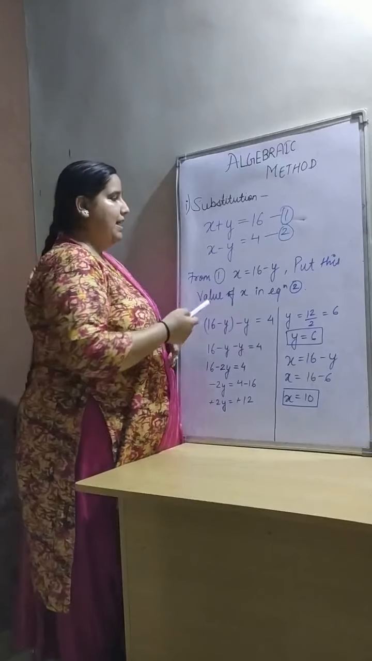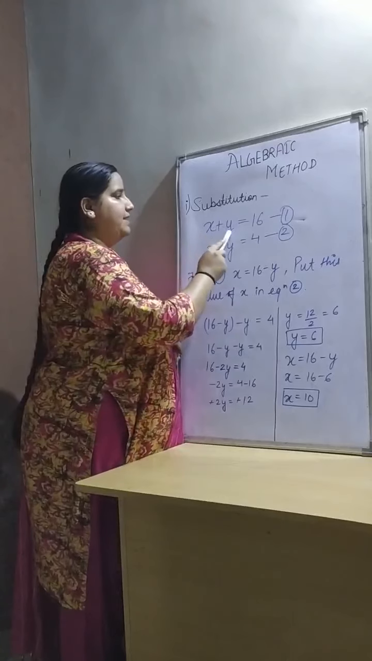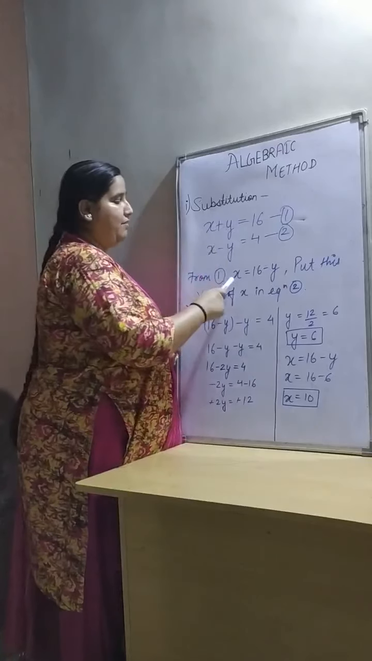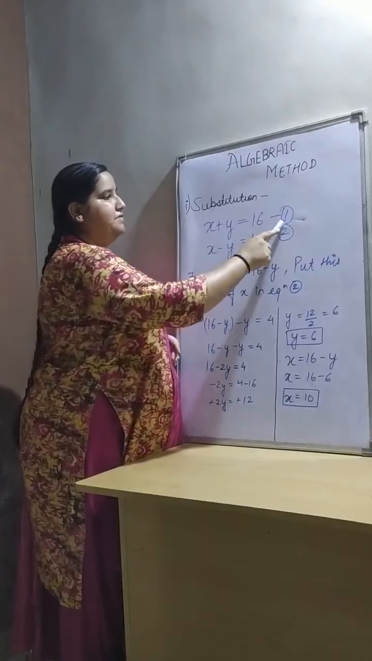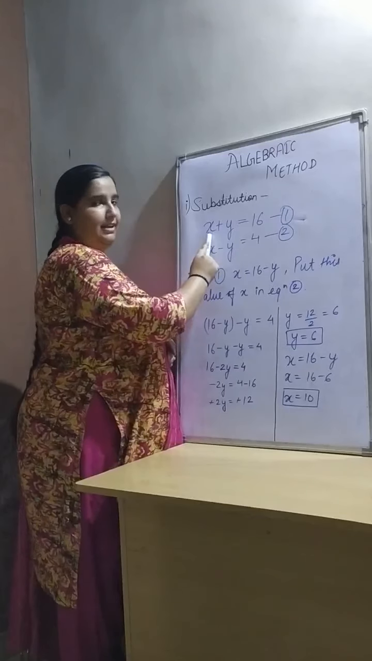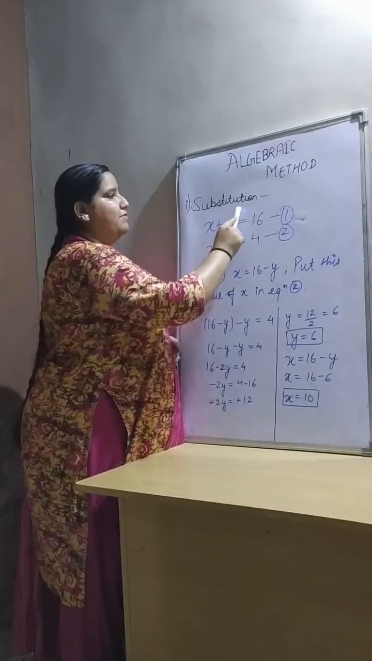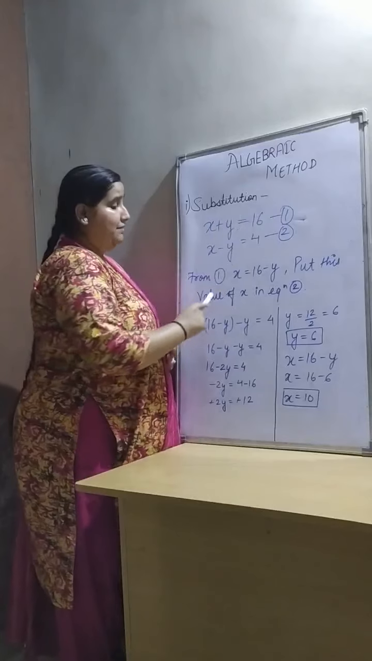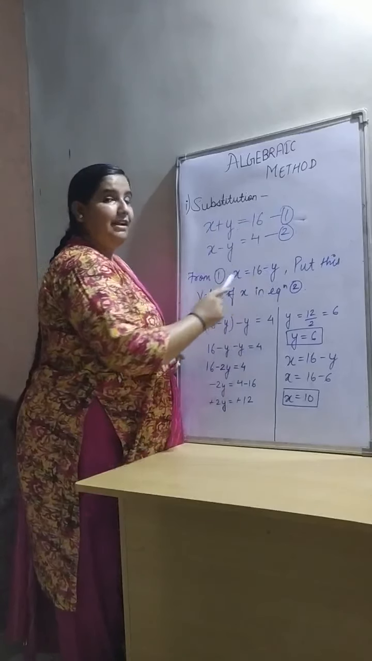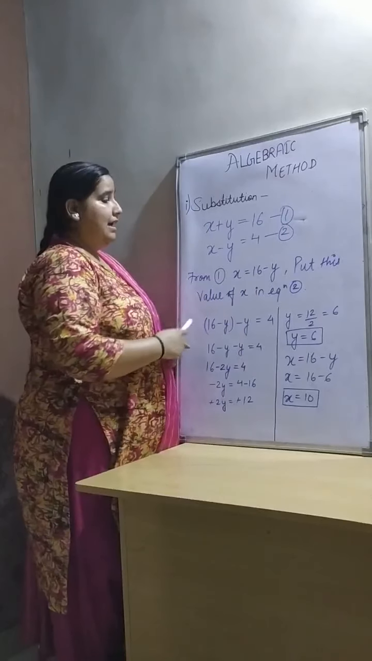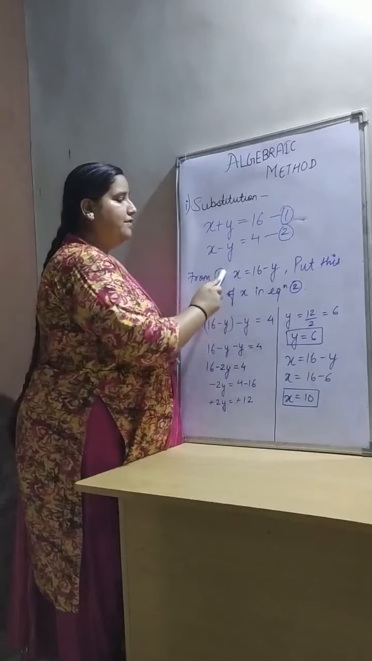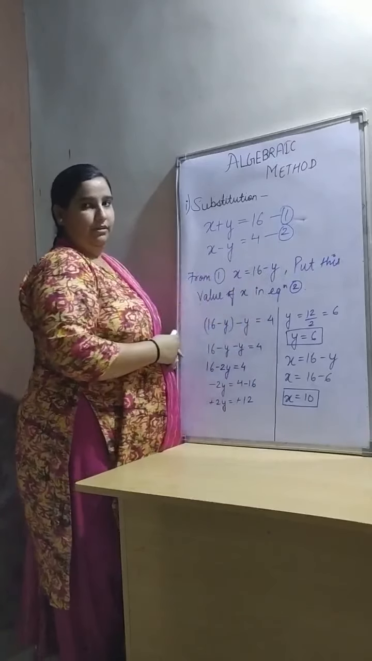For example, I am taking out x in terms of y. If I want to find the value of x from the first equation, I will shift this y to the RHS. The value of x will come out to be 16 minus y, right? Now, we will put this particular value of x in equation number 2.